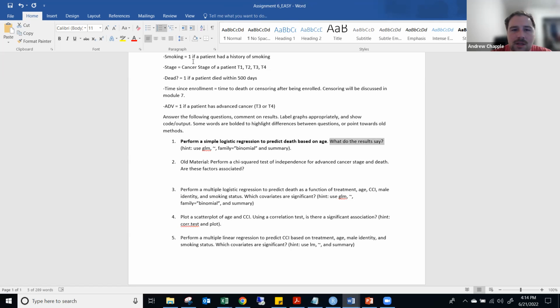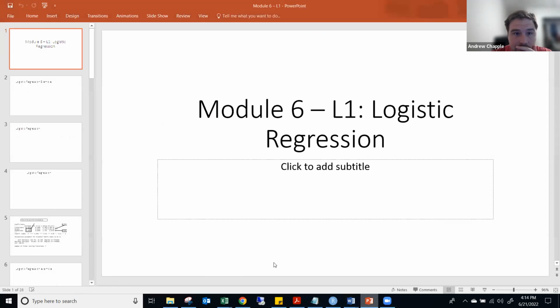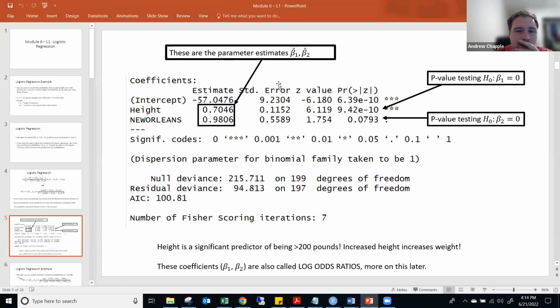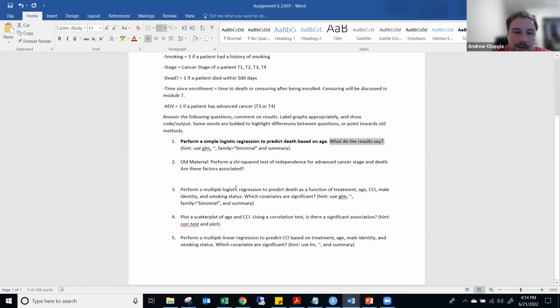Now remember, in the summary output, the first thing you're going to do is look at these p-values. If the p-value is significant, then you look at the estimate. If the estimate is positive, that means it increases your risk of death. If the estimate is negative, that means it decreases your risk of death. Next, perform a chi-squared test of independence for advanced stage cancer and death. Are these factors associated? Remember, this uses chi-squared tests. You've already done this before.